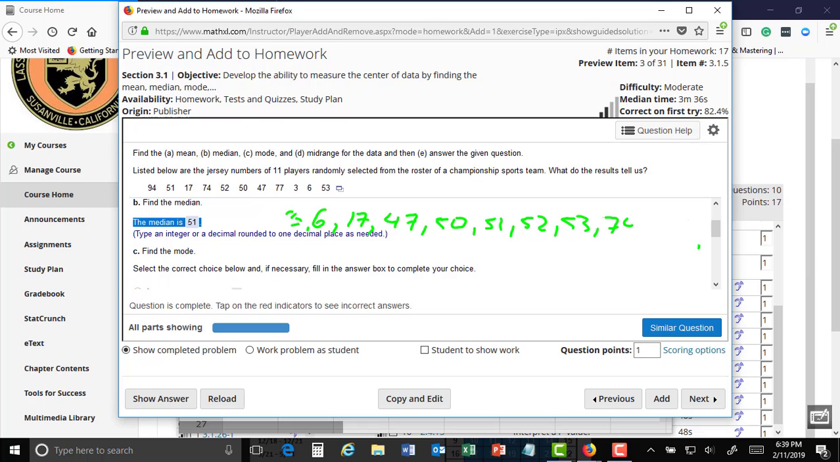So 74 and finally. And then what? 77? And then we call this guy the outlier. This is way out there.